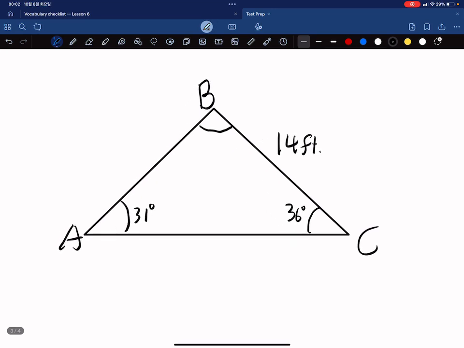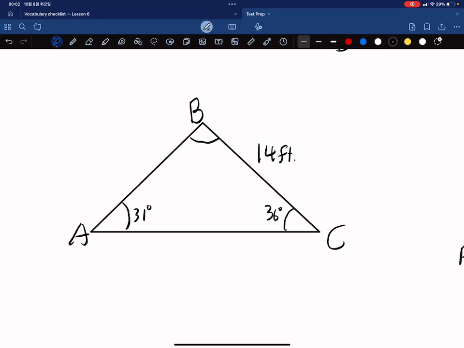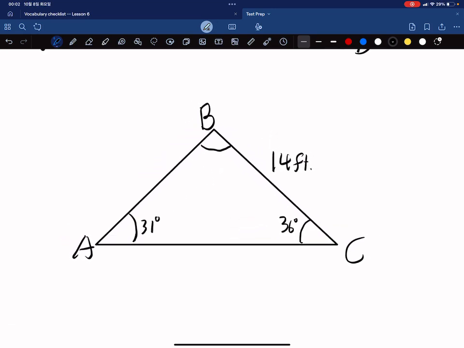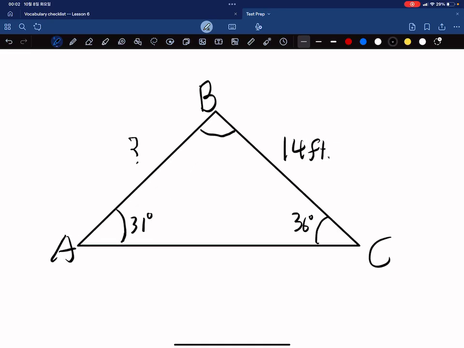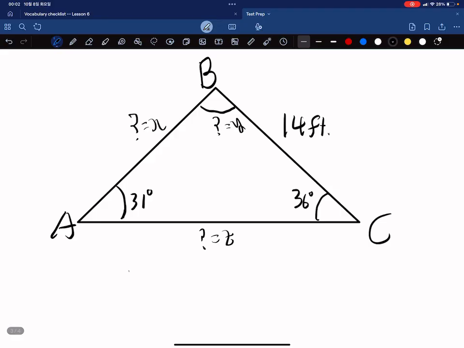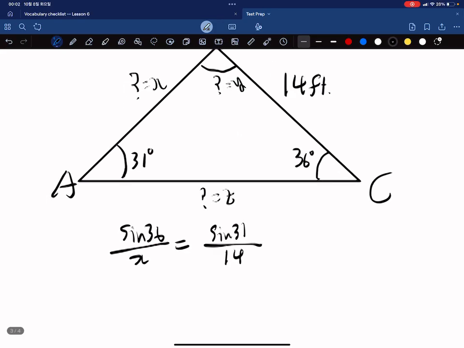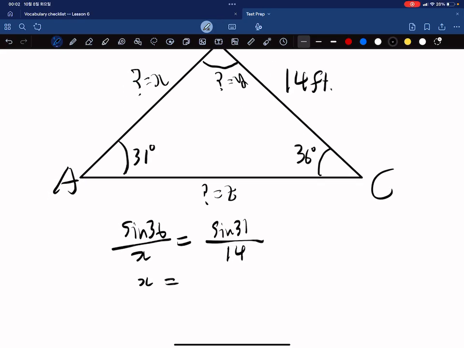Now we can use this in our following equation here. If we have these angles, then how can we find AB, AC, and angle B? Let's put these as X, Y, and Z. How can we find X? Sine 36 over X equals sine 31 over 14. We can simply find X by doing these equations.